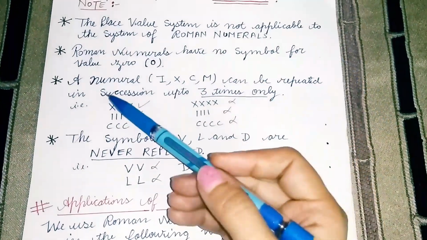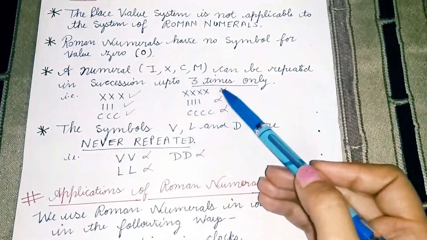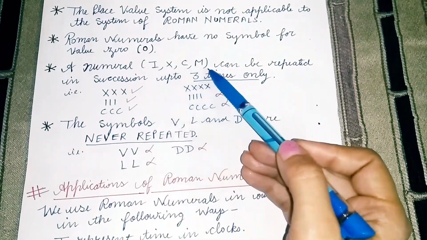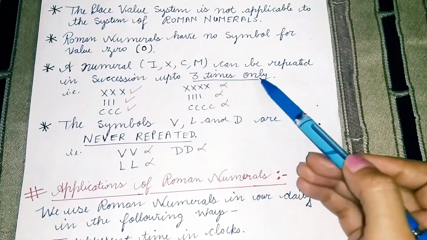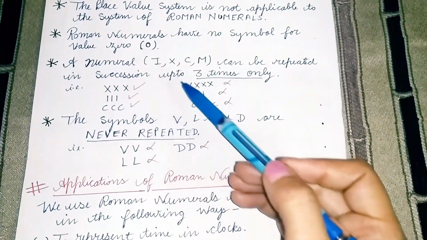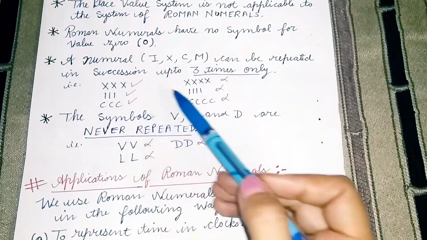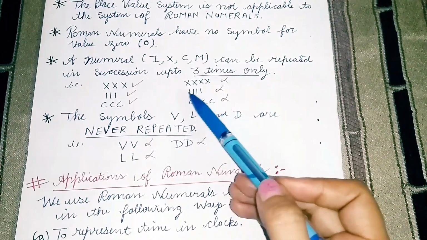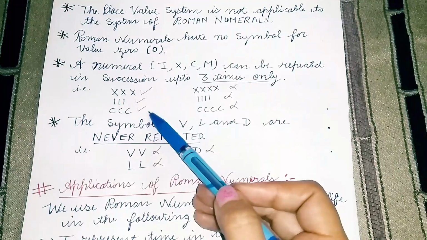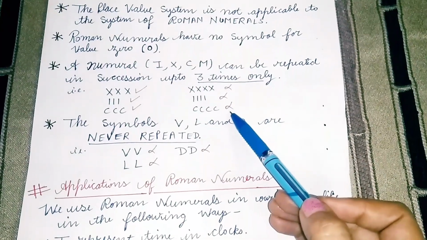Third point: a numeral I, X, C, M can be repeated in succession up to 3 times only. You can see, students, here. Now you can repeat these 4 symbols only maximum up to 3 times, not more than that. That is XXX is correct, but XXXX is wrong. III is correct, but symbol I repeated 4 times is absolutely wrong. CCC is correct, but symbol C repeated 4 times, CCCC, is completely wrong.